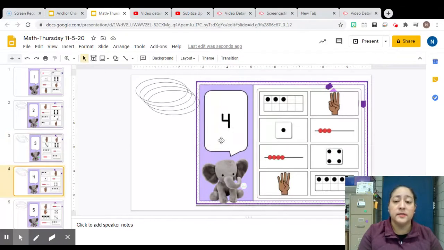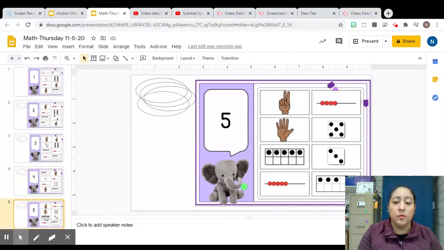What number is this? 4. Same thing here. You're going to count and circle the ones that have 4 things. And the last one's going to be number what? Number 5. So you're going to do the same. Circle all the ones that have 5 beads, 5 fingers, or 5 dots. All right? It's pretty easy, right? All right, let's go over what we learned today.